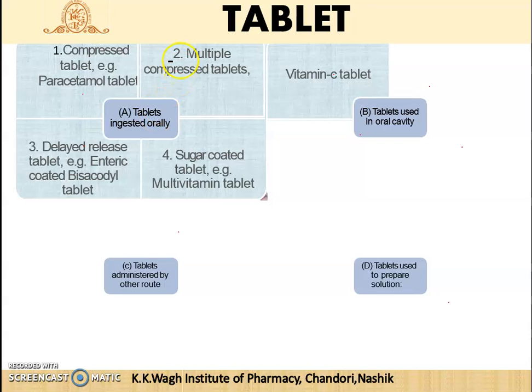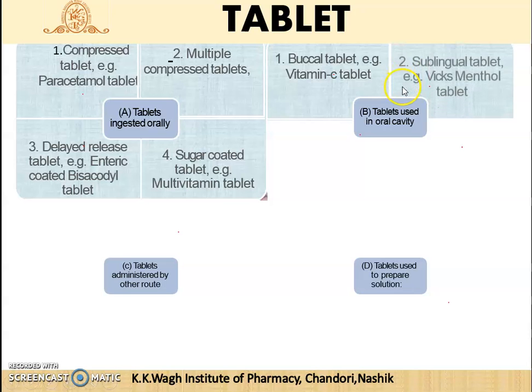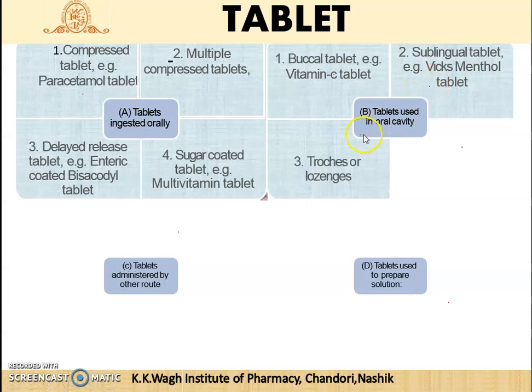In tablets used in the oral cavity, the first one is the buccal tablets. An example of this is vitamin C. Then the second type of tablet used in the oral cavity is sublingual tablets, such as Vicks, menthol, etc. Then the third type is the troches and lozenges. Then the fourth type of tablet used in the oral cavity is dental cones.